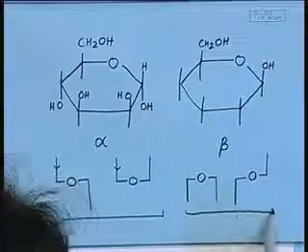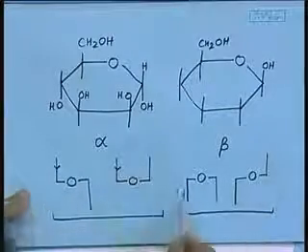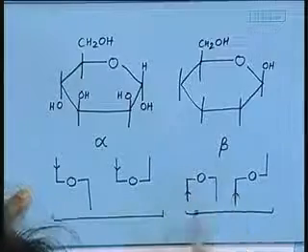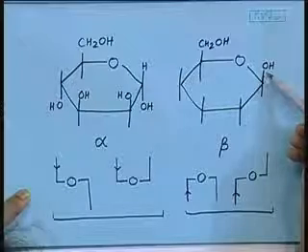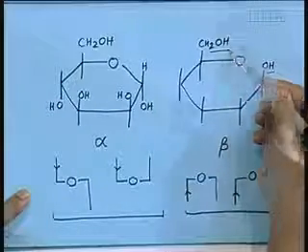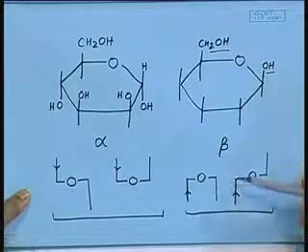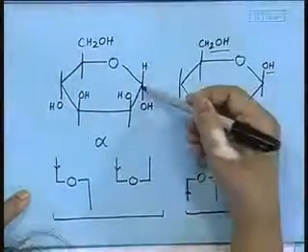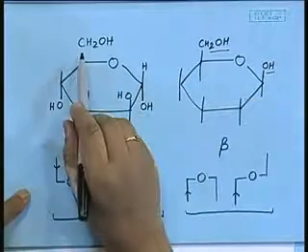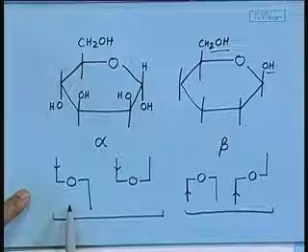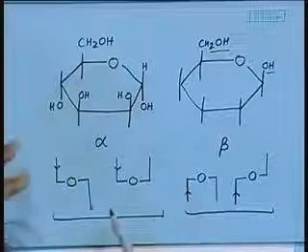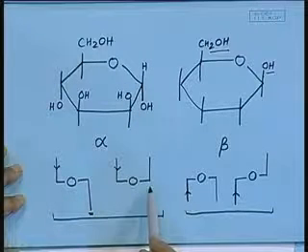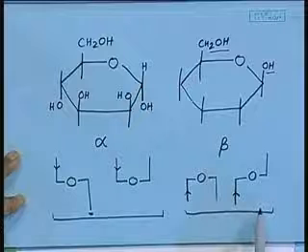What are these linkages? A beta linkage would look like this. Okay? Now, in both cases, it would be up. Why? Because this is up. This is cis to the CH2OH. So, this would refer to a beta linkage. In this case, it's down. It's trans to the CH2OH. So, this would refer to an alpha linkage. And what it's linking to could be up or down, right? So, we have this either looking like this or like this, and the same thing in the beta case.